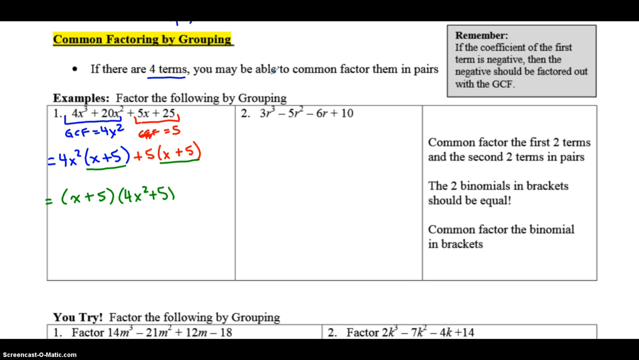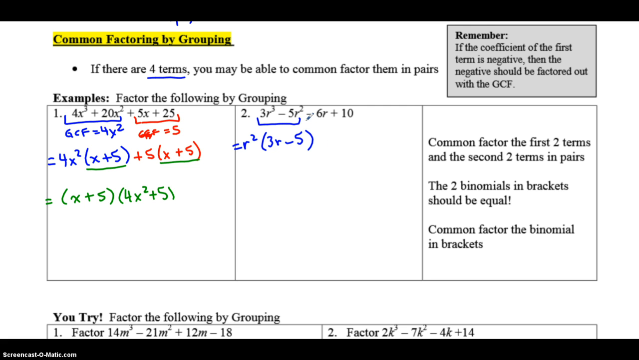So we'll repeat that over here with this one. First two terms, no number can be divided out besides 1. So 3 and 5 don't have any other common factors. Pulling out a 1 won't change anything though, so we don't even have to worry about writing it. But I can definitely pull out r squared. If I do that, I'm left with 3 times r to the exponent 1 minus 5.